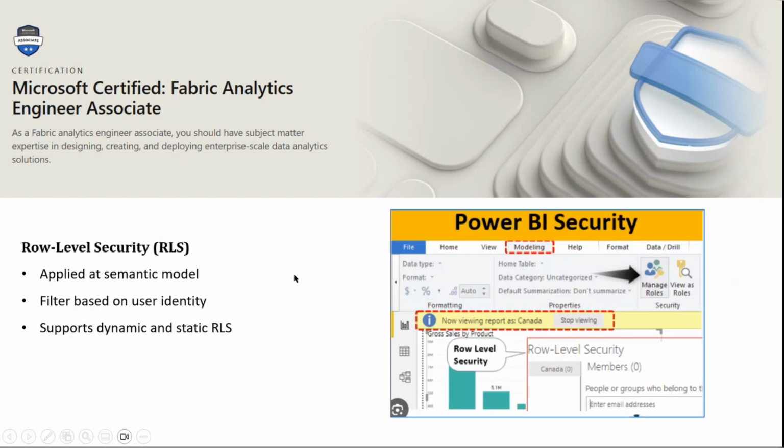Again, some questions will come from the row-level security capability of Microsoft Fabric and Power BI. How we can apply row-level security, what kinds of row-level security there are, static or dynamic, how we can use filters based on user identity, and how we can implement dynamic row-level security. Some questions you will find.